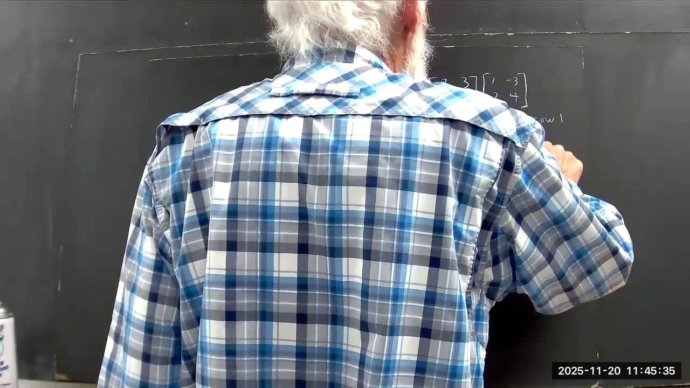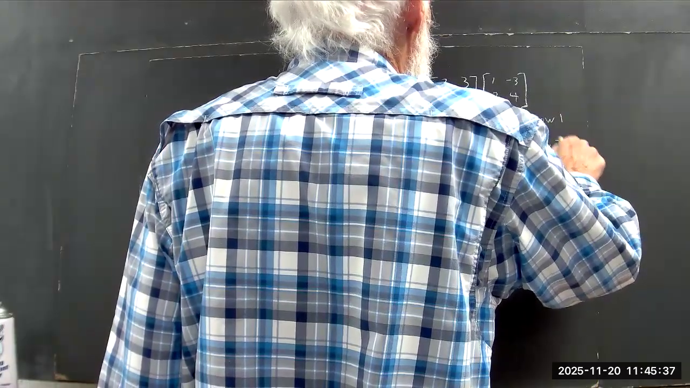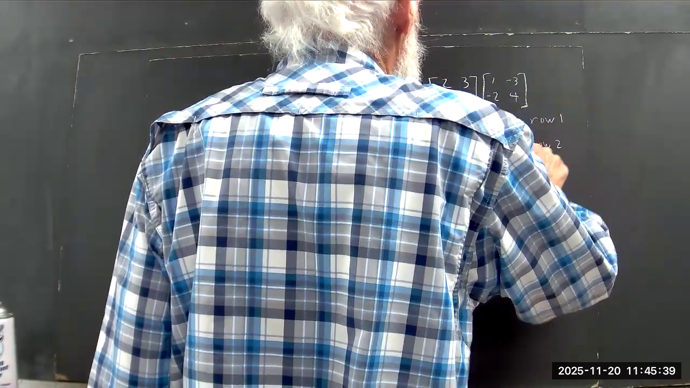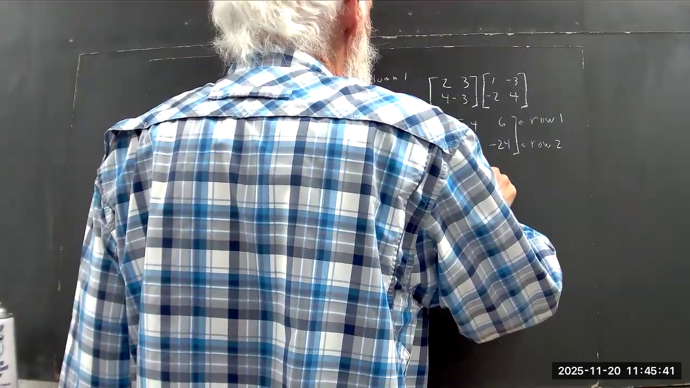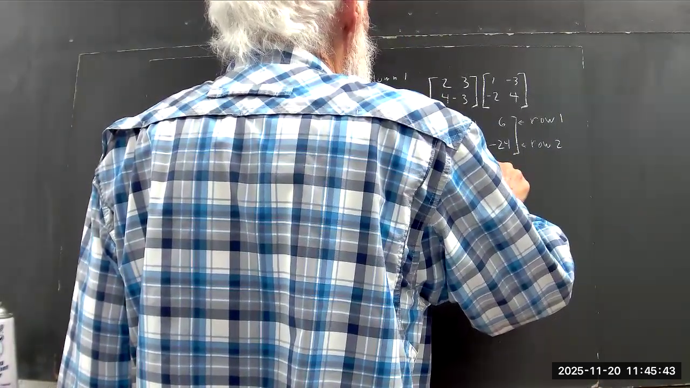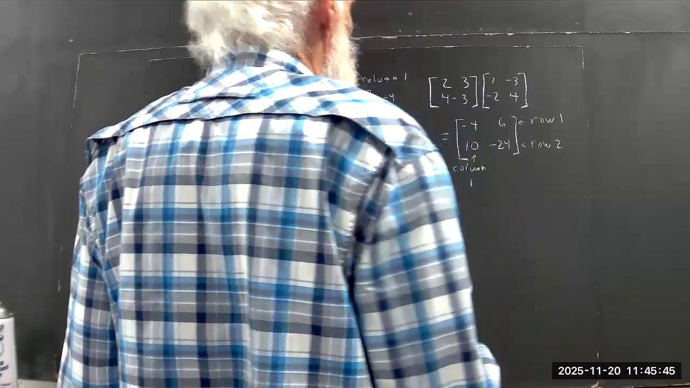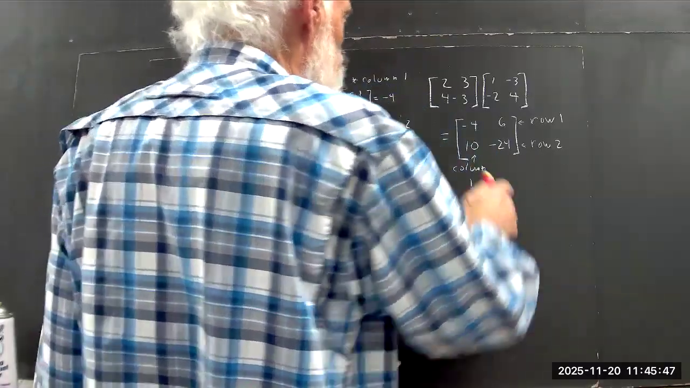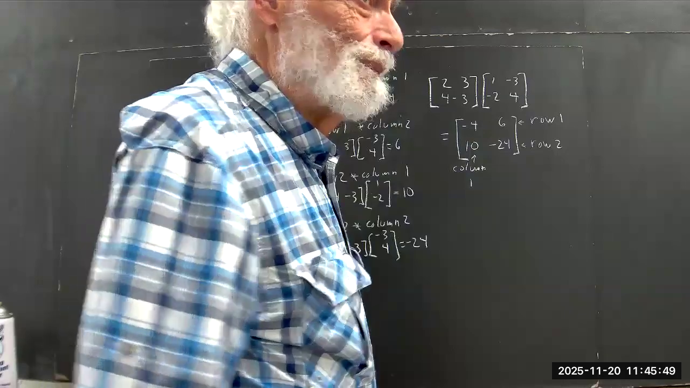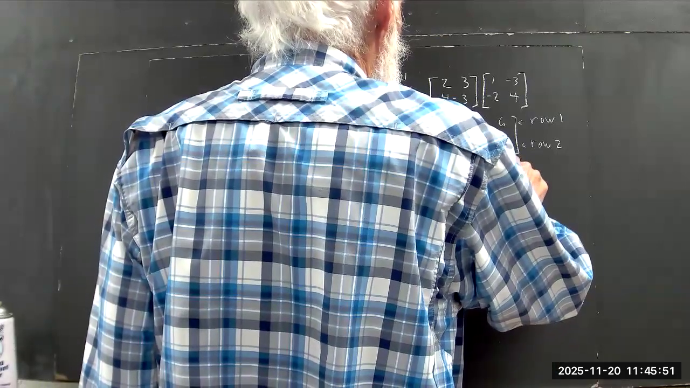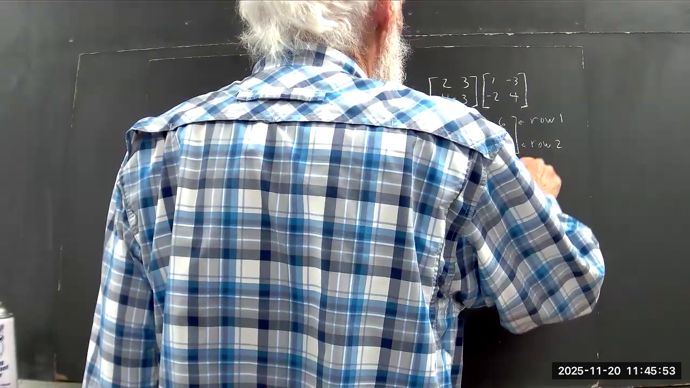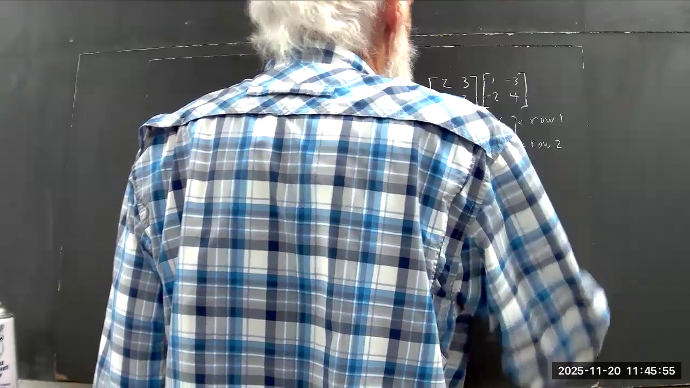Okay. And let's emphasize, this is row one. This is row two. Column one. I don't know why column has to have so many letters in it. I don't have room to write it. And this is column two.